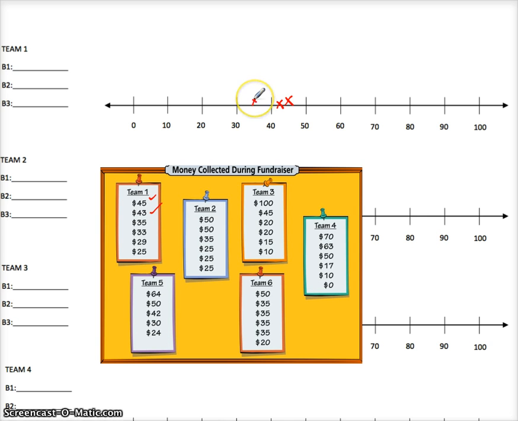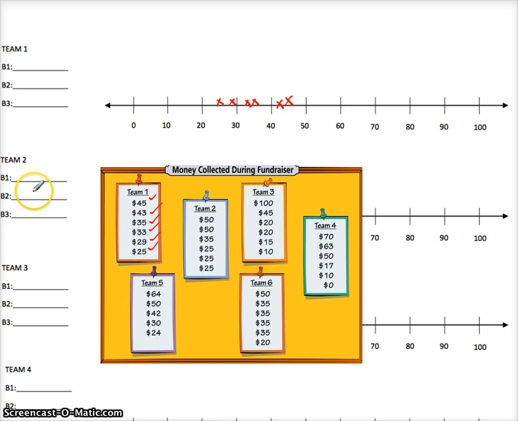35, that's right in the middle there. 33, that's this guy right here. 29, there he is there. And 25, he's right about there. Okay, there's our line plot. That's all there is to it.